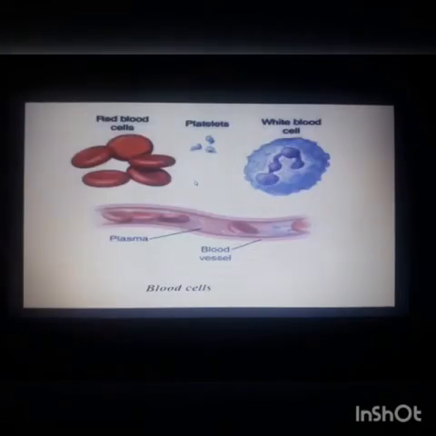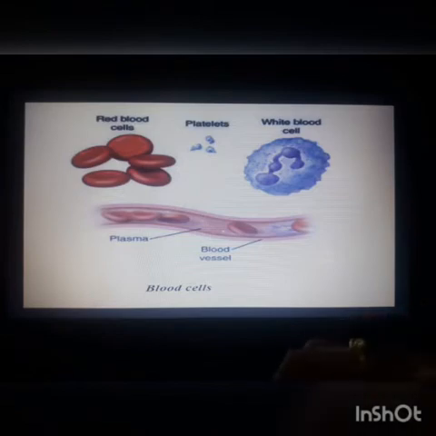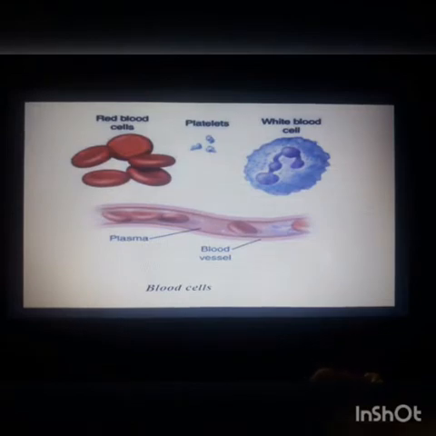Then when we are talking about the organisms that are multicellular, especially human beings, we come in contact with a complex system which is known as the circulatory system. The first part, the medium that is going to circulate within the whole body, is blood.